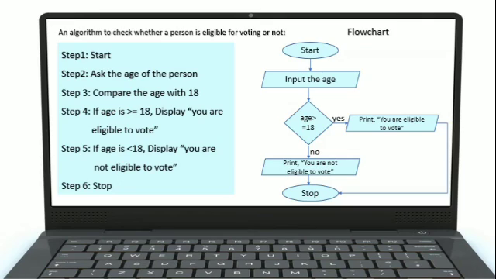Okay, so that is all about flowcharts, and I hope now you understood properly how you can convert algorithms into flowcharts. That's all for today's video.